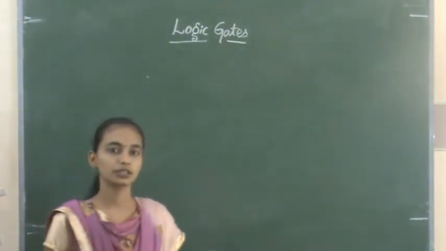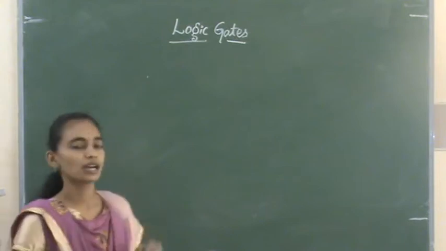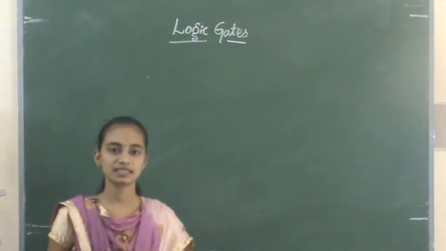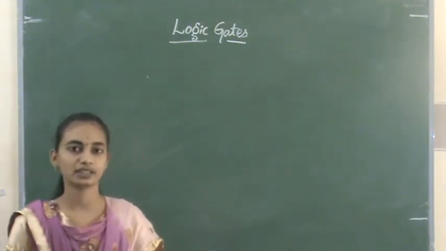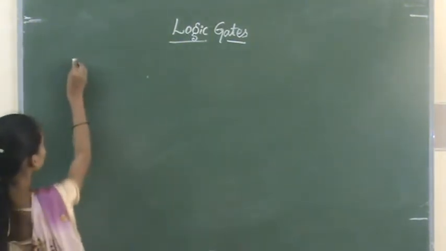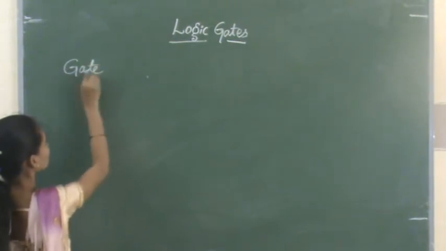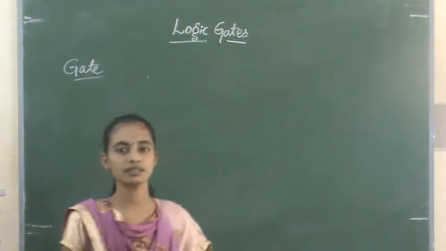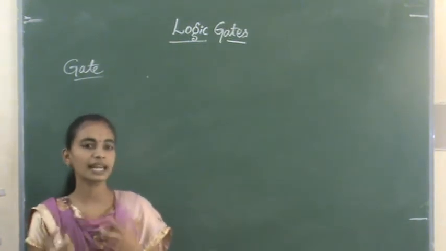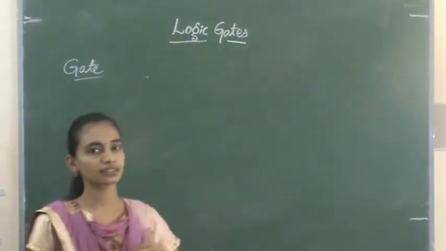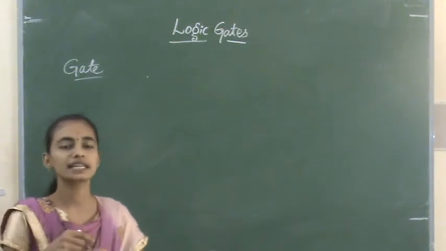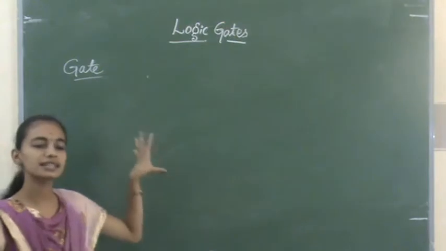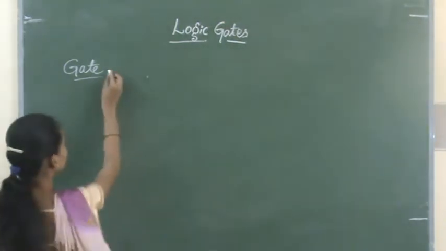I am going to start a new chapter, that is logic gates. In the previous chapter we studied what the basic gates are and what a gate is, right? So we know what a gate is. A gate is a simple electronic circuit. It uses electronics and electric power, and we are designing a new circuit. So this gate is an electronic circuit.